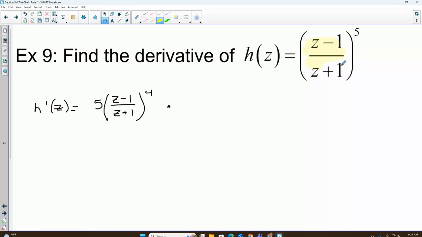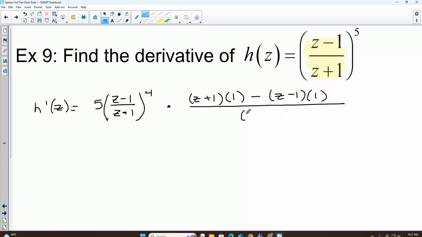To do the derivative of this inside, what do we have to do? Quotient rule. So low, d high. What's the derivative of z minus 1? Minus high, d low, derivative of z plus 1? Over low squared. So now we're just in the cleanup stage. We have 5. If we wanted to, we could write this as z minus 1 to the 4th over z plus 1 to the 4th.